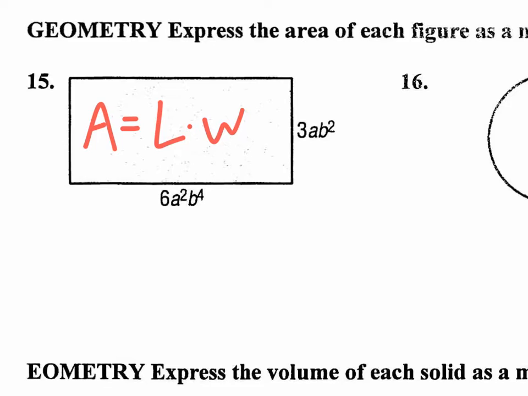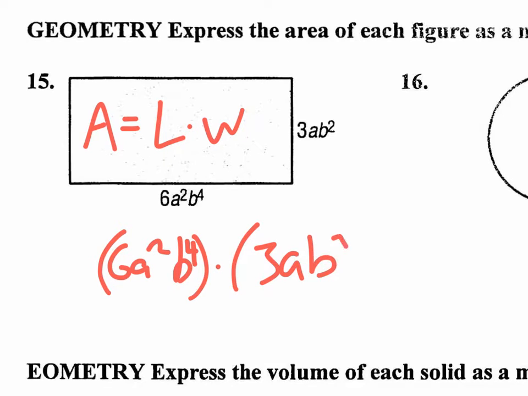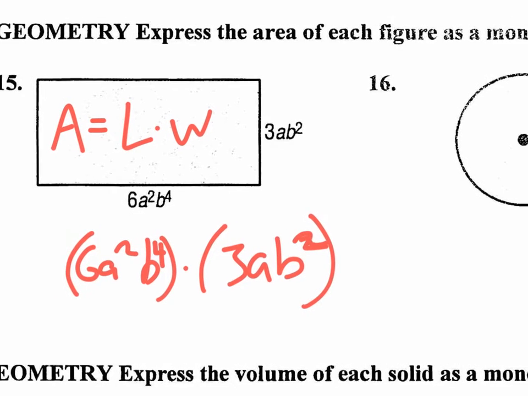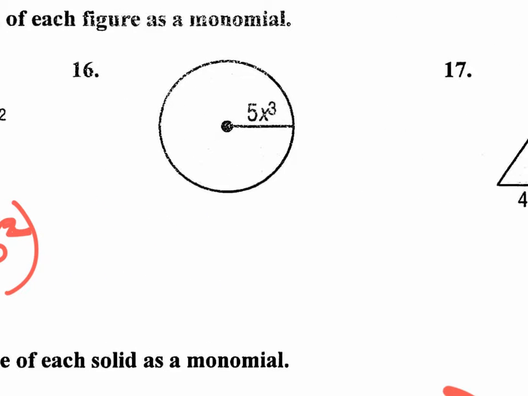So your actual area will be the length, which is 6a squared b to the 4th times 3ab squared. And of course, you're going to be applying the rules of exponents here to be able to figure this out. Make sense? The other formula for the area of a circle, I hope you guys remember, is the area is pi r squared. Now, what is r? It's the radius, in this case, 5x to the 3rd.